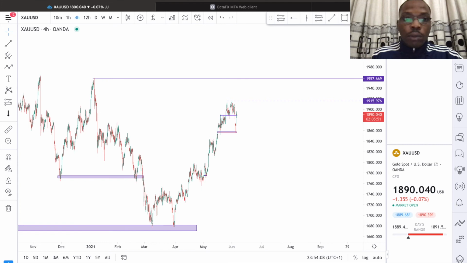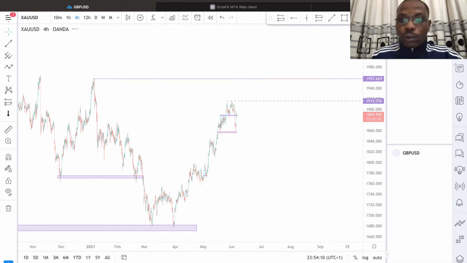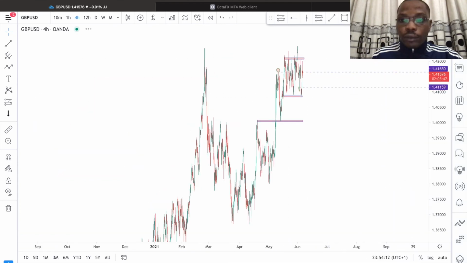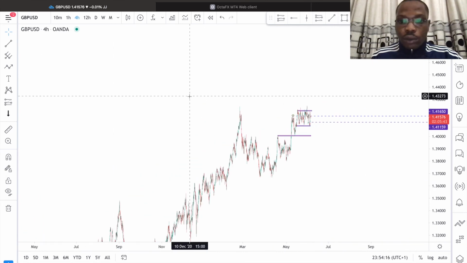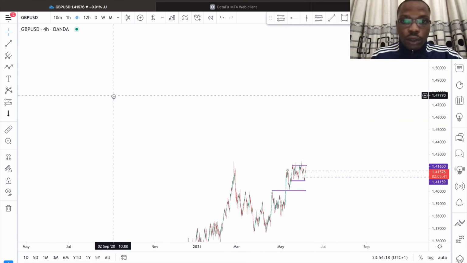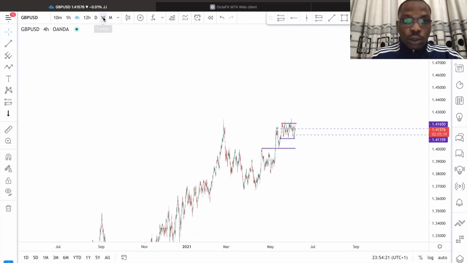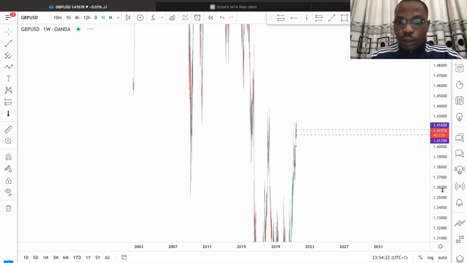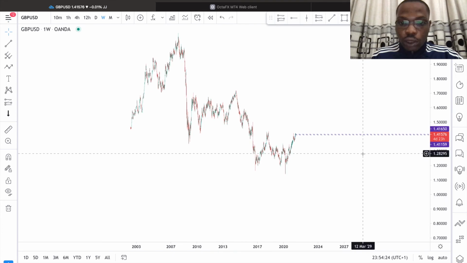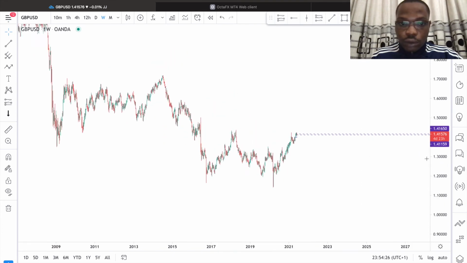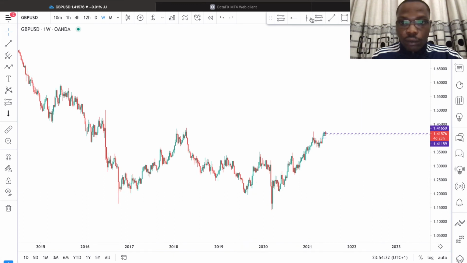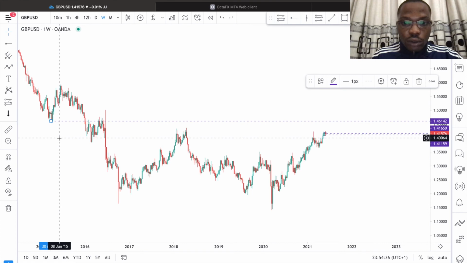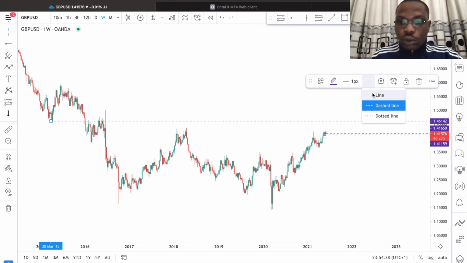And my major price target for the pound is, I thought I had this zone clearly marked out, but permit me to mark it out now for you guys. This is my zone here.